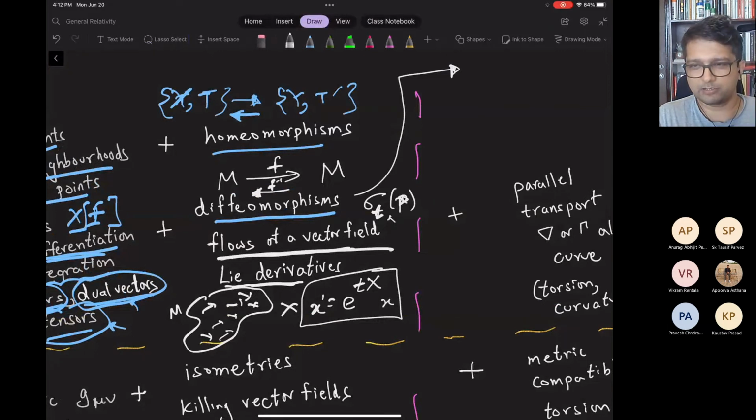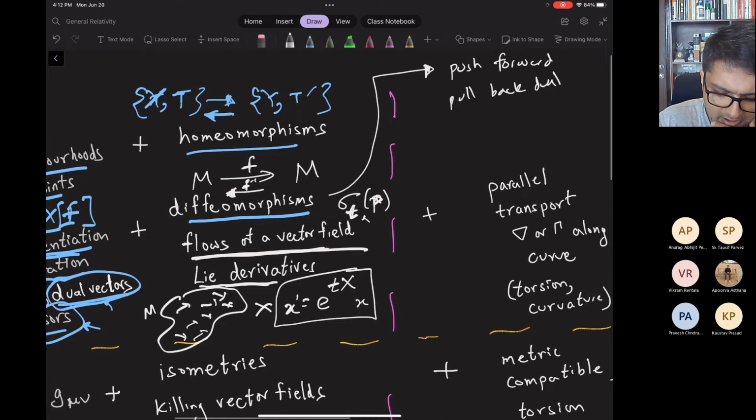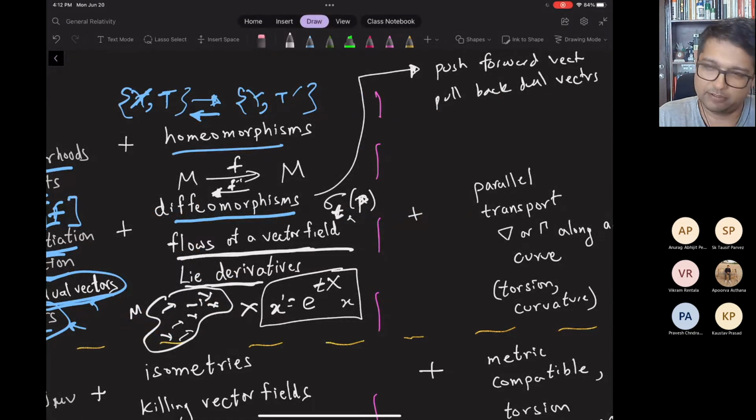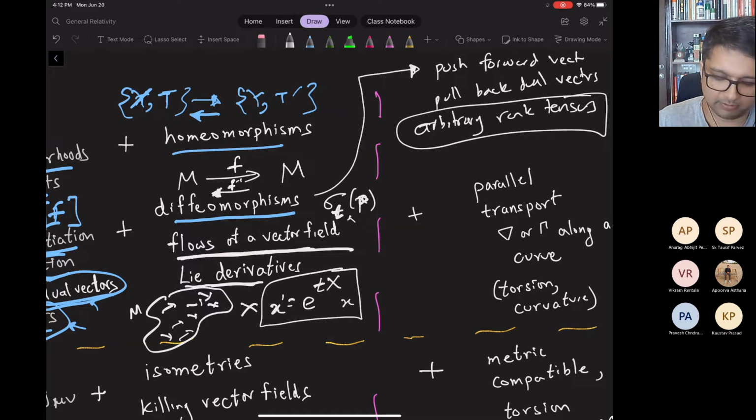When you have vector fields, you can push forward vectors and you can pull back dual vectors. This is actually true for any general map. And since this is a diffeomorphism, that is F and F inverse are both defined, you can in fact push forward and pull back arbitrary rank tensors. Arbitrary types of tensors, you can push forward and pull them back.